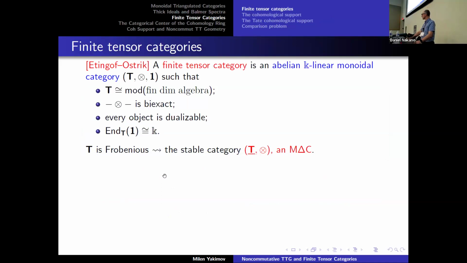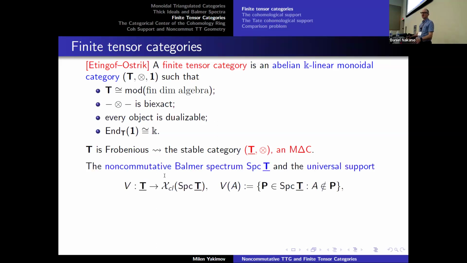So let's go over the basic setting. We have a finite tensor category in the background. This is the module category, an abelian category, which is the module category of a finite dimensional algebra. We have a biexact tensor product. Every object is dualizable, left and right. The endomorphism algebra of the identity is reduced to scalars. It's a Frobenius category, and we can look at the corresponding stable category, which is a monoidal triangulated category.